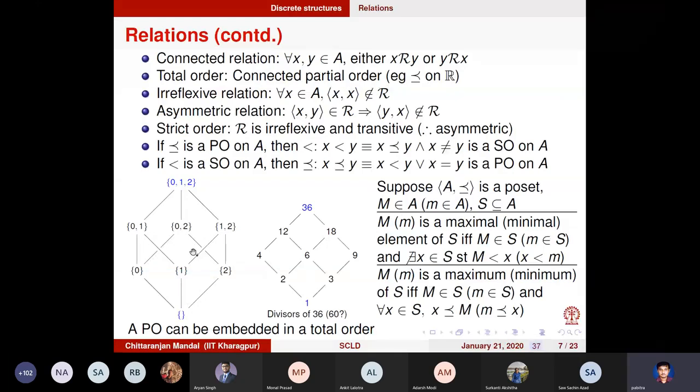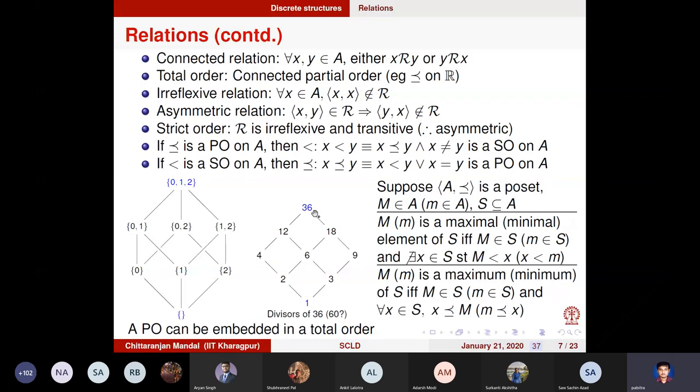This is integer divisibility. So you take 36 and write down all the factors of 36: 1, 2, 3, 6, 4, 9, 12, 18. These are all the factors of 36. And there is an edge if the lower number divides the upper number. So 1 divides 3, 1 divides 2, 2 divides 6, 2 divides 4, 3 divides 6, 3 divides 9, 6 divides 18, 9 divides 18, 6 divides 12, 4 divides 12, 12 divides 36, 18 divides 36.